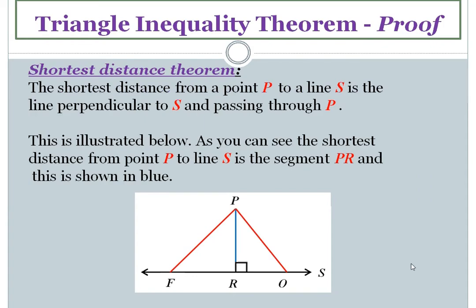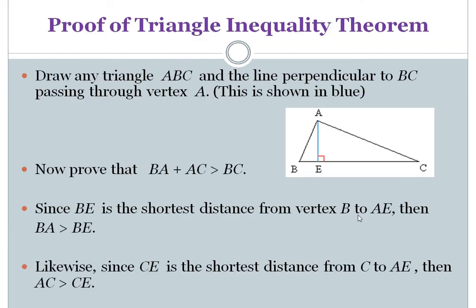We'll be discussing the triangle inequality theorem and its proof. Before we discuss that proof, we must go over another proof called the shortest distance theorem. That theorem just states that the shortest distance from a point P to a line S is the line perpendicular to S passing through the point P. In this diagram here, the shortest distance between the point P and this line S is this line segment in blue from P to R.